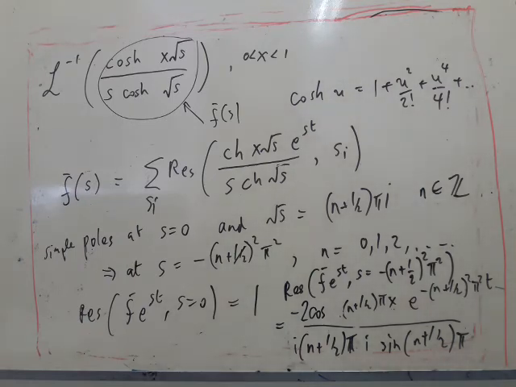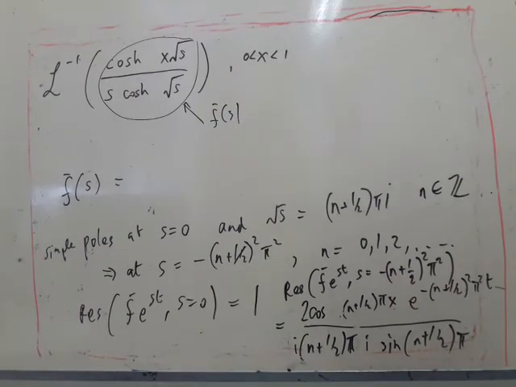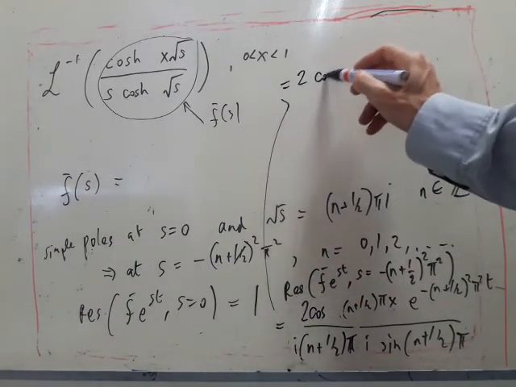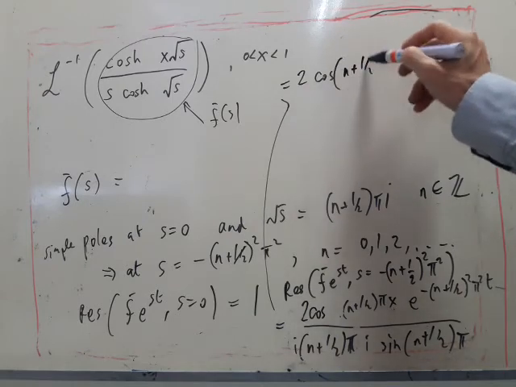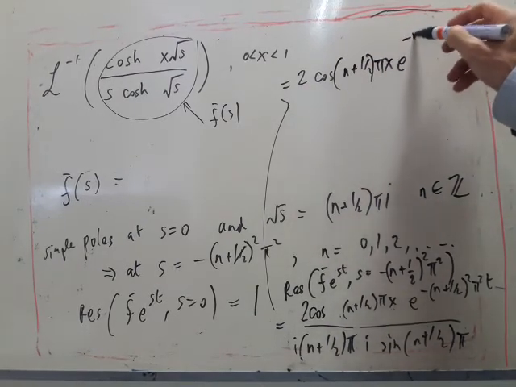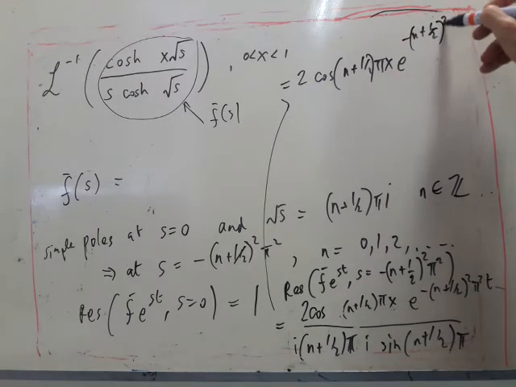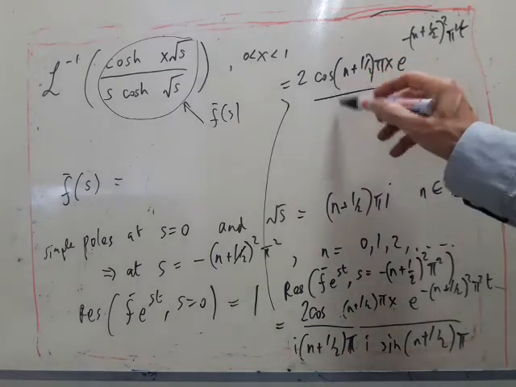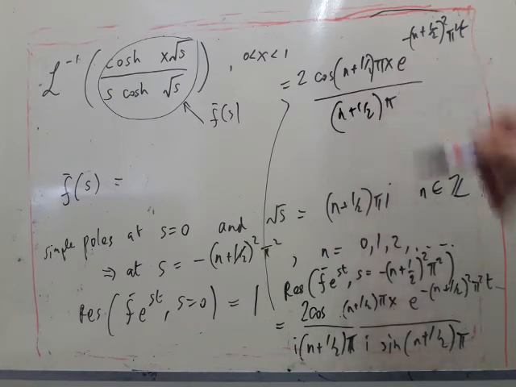Now I forget where this minus sign came from. Yeah, that minus sign was a mistake. Okay, so I've got i times i, which gives me a minus sign. I've got sine of n plus a half pi. Okay, so going up here, this is 2 cos n plus a half pi x e to the minus n plus a half squared pi squared t. Right, so on the bottom I got n plus a half pi.